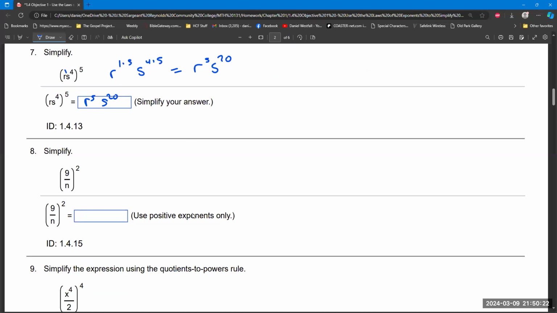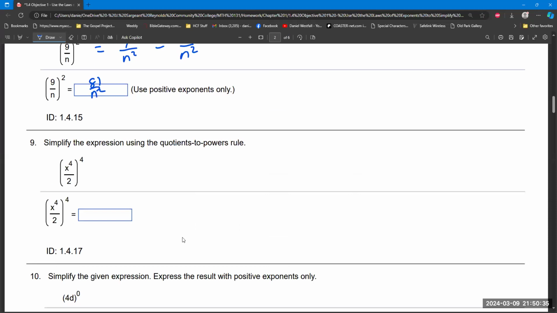This works for division as well, so this is going to be 9 squared over n squared, which is 81 over n squared. x to the 4 times 4 over 2 to the 1 times 4 is 4. x to the 16th over 2 to the 4th is also 16.